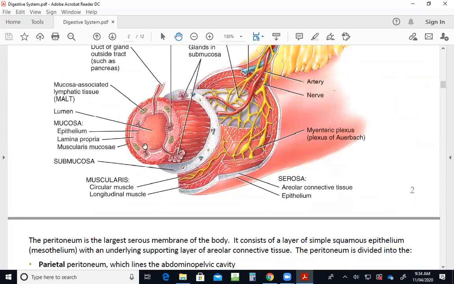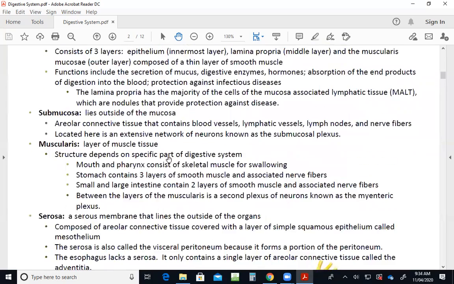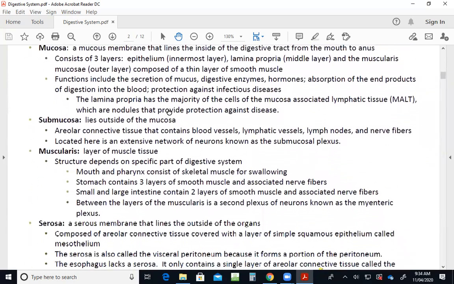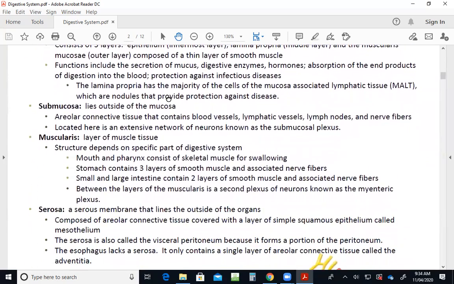The innermost layer is a thin layer of epithelium. Then there's a thicker connective tissue layer called lamina propria. And then there's a layer of smooth muscle called the muscularis mucosae. Okay. Functions of the mucosa.